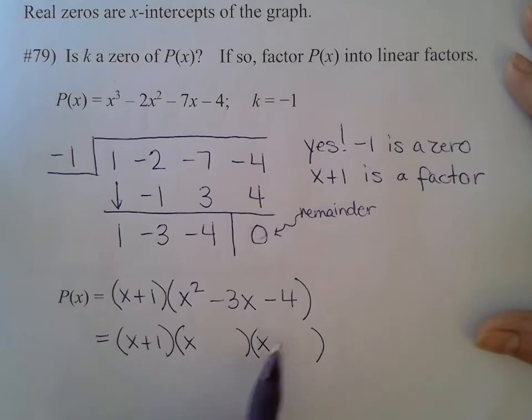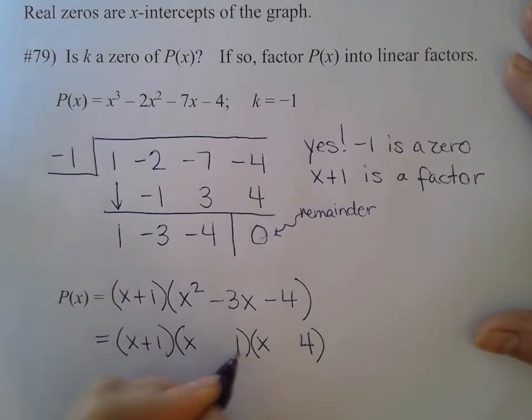We need two numbers that multiply to be -4. I'm thinking 4 and 1 are going to work here. And we want these two numbers in the back to add to be -3. So I want a -4 and a +1.